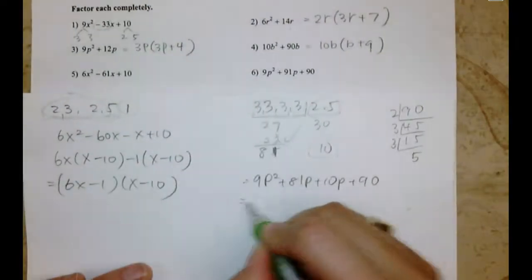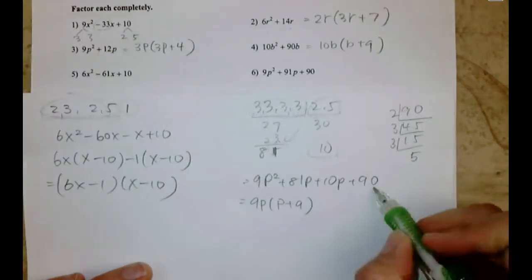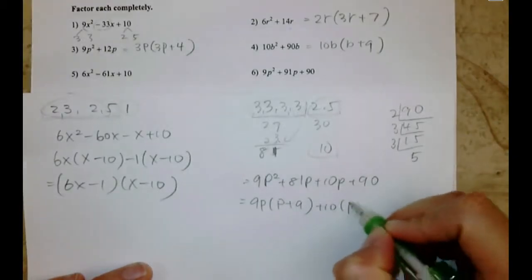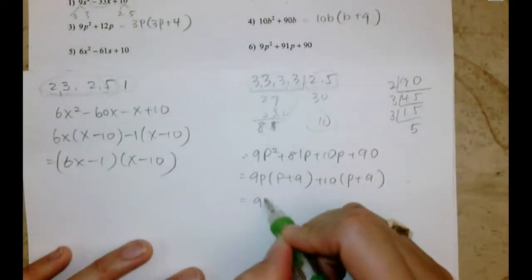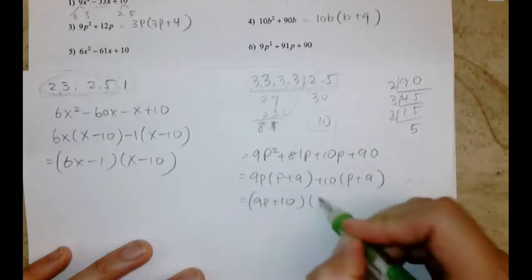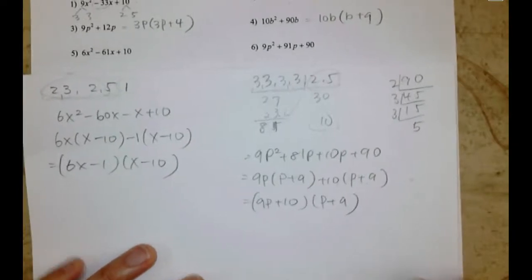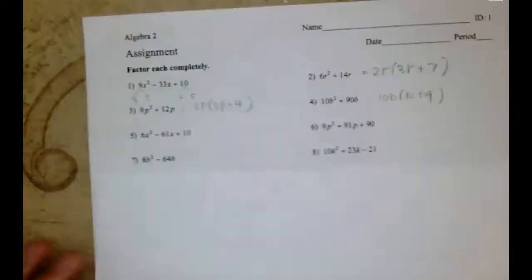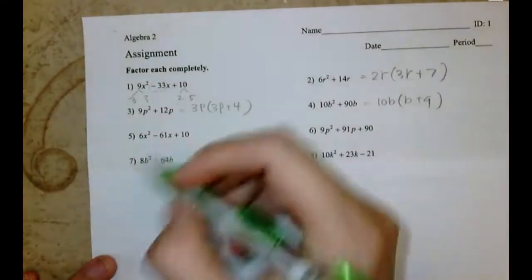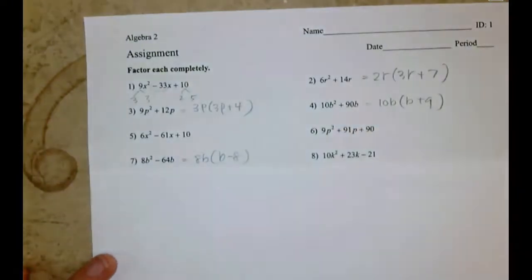Now you can factor 9p out and p plus 9. And then you gotta factor 10 out and then p plus 9. So now these are the same, so you can factor the 9p plus 10 out. And what's left is this, and you're done. All right, well, next is 7. 7 is a binomial. So the only thing you have to do is factor 8b out. So that's b minus 8, and you're done.